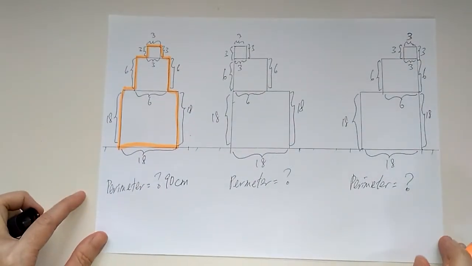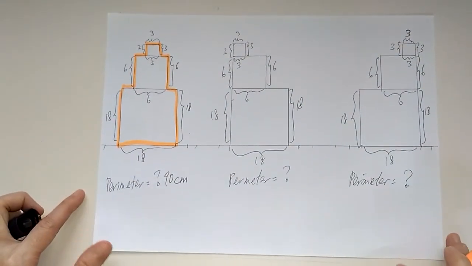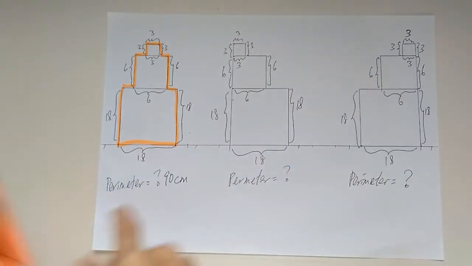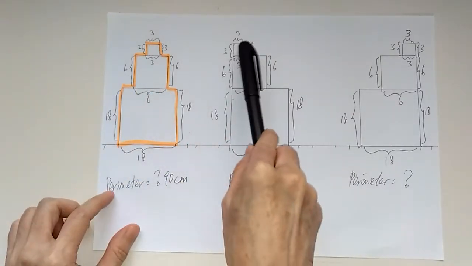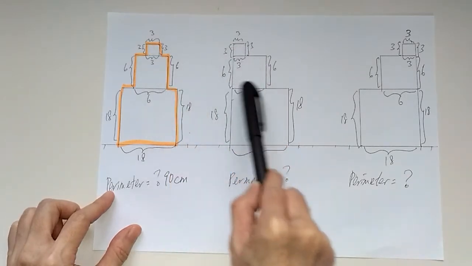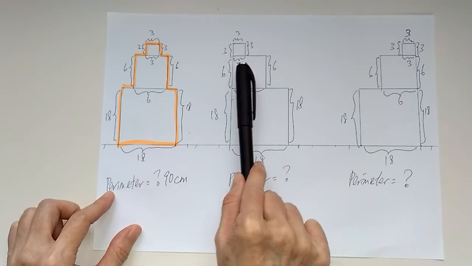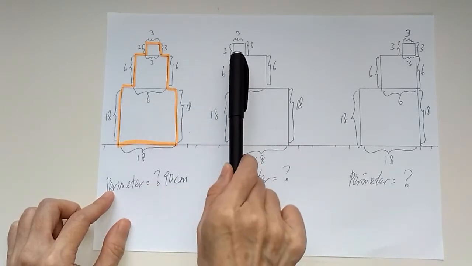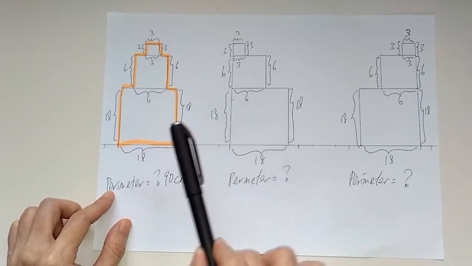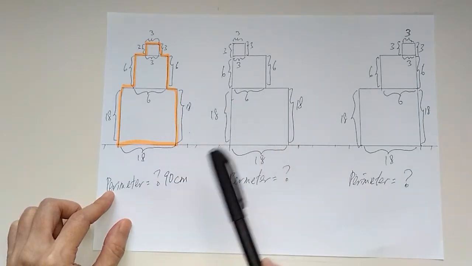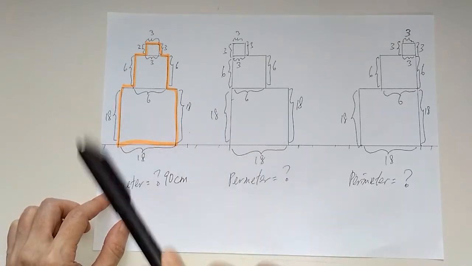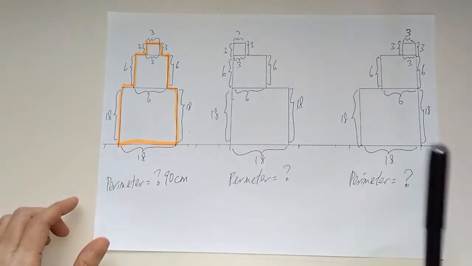Now I'm going to show you another method. This method is to move the square. You may want to move the top square and the second square to your left, in line with the bottom square. Then is the perimeter the same as this? They are definitely the same.